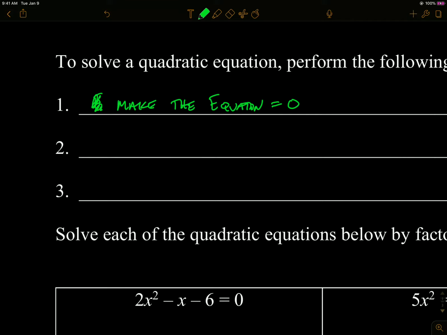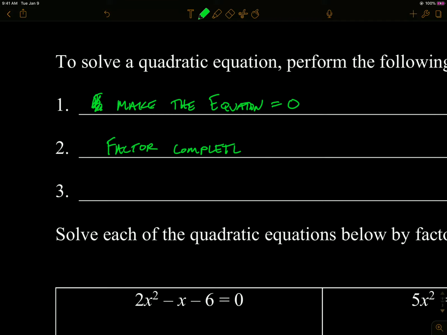You want to get everything to one side of the equal sign. You want to zero out one side and make everything equal to 0. So instead of separating x's from numbers, we're putting all the numbers and all the x's on one side. Once we have it equal to 0, we're going to factor the side that has all the stuff.